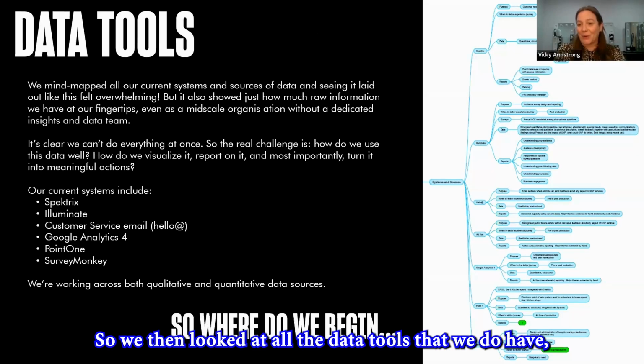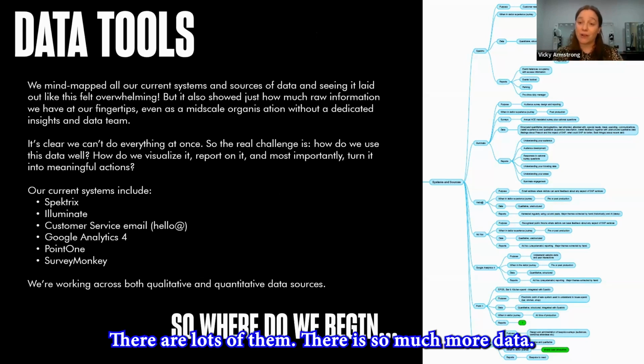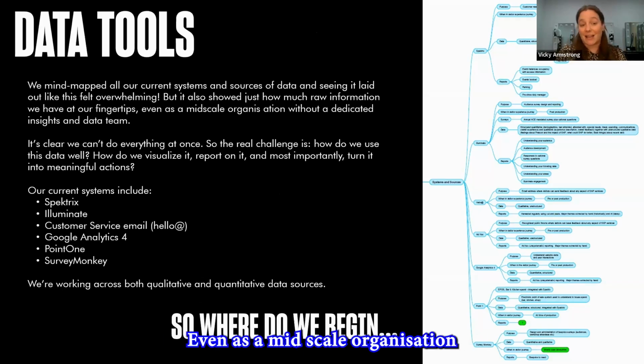So we then looked at all the data tools that we do have, and I think everyone's probably in the same boat. There are lots of them. There is so much raw data. Even as a mid-scale organisation without a data team, we have all this raw data, but what do you do with it? And you can dip into each bit, here, there, and everywhere.